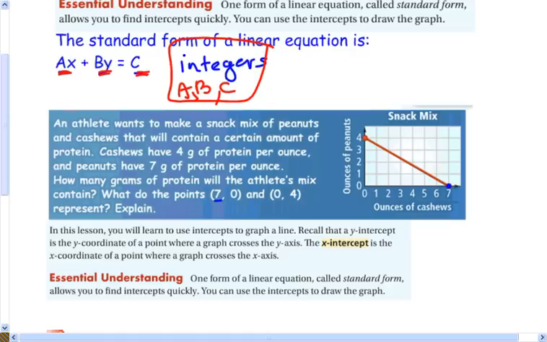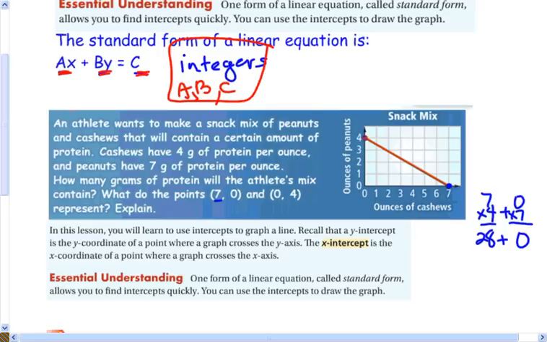If we have 7 ounces of cashews, each of those 7 ounces has 4 grams of protein, so we can just multiply by 4. And according to this graph, if we have 7 ounces of cashews, we're going to have 0 ounces of peanuts. So we would have 7 times 4 plus 0 times 7, which is 0, so that's 28.